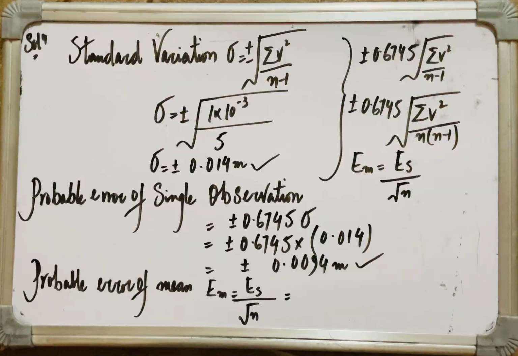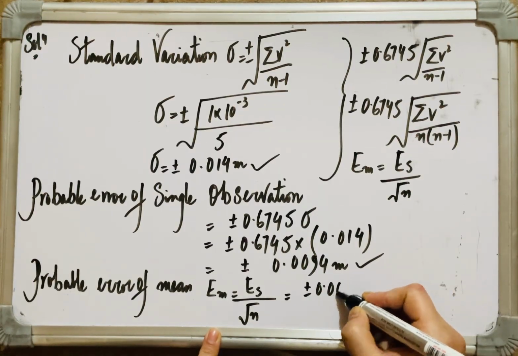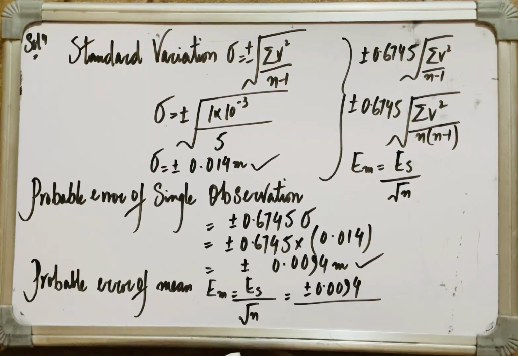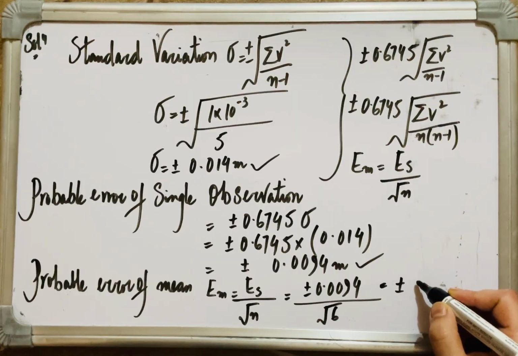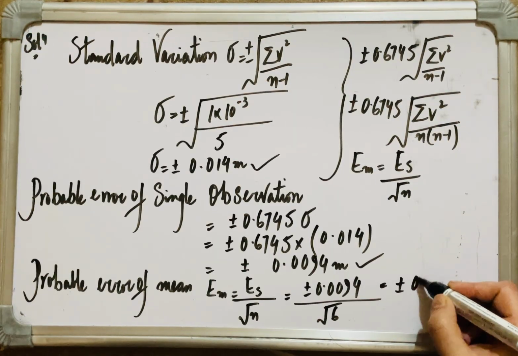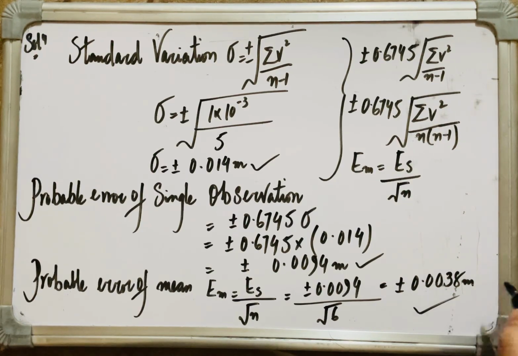All right, so I'll use the same formula. I have to calculate the probable error of the mean. The probable error of the single observation is plus minus 0.0094 meters divided by the square root of n. How many measurements have been taken? 6 measurements have been taken. Under root of 6. By calculations, this is equal to plus minus 0.0038 meters. All right, so the probable error of the mean is equal to plus minus 0.0038 meters.